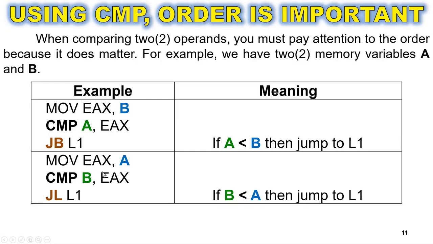MOV EAX, A, CMP B with the value of EAX, and then followed by JL L1. Since EAX contains the value of A, in our comparison using CMP we write first the first operand, which is the memory variable B. Therefore, the order is now if B is less than A, and if it is true, then jump to L1.